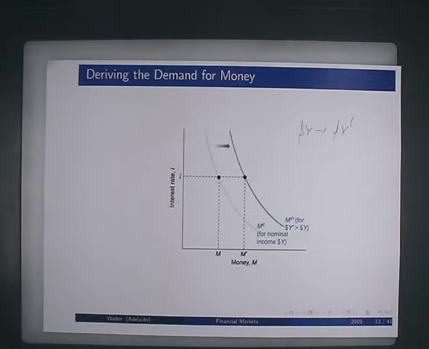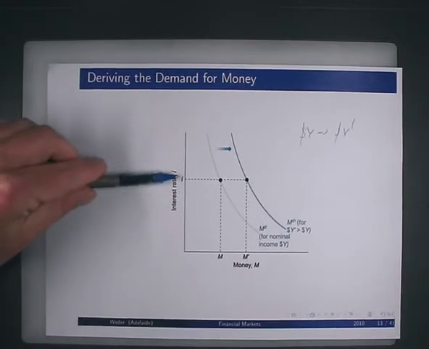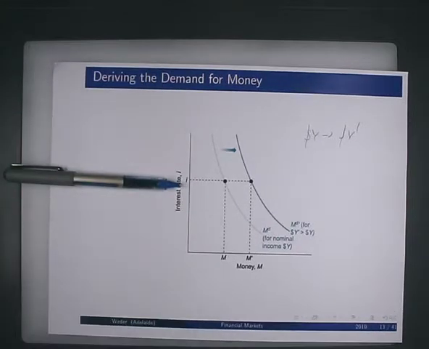So as was already correctly said, what happens? The money demand function moves to the right. Think about this for a given interest rate. Okay, so this interest rate that's denoted here. So for a given interest rate, everybody will increase their demand for money by this amount.